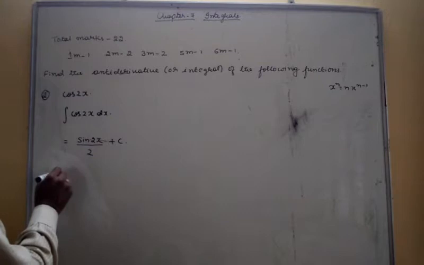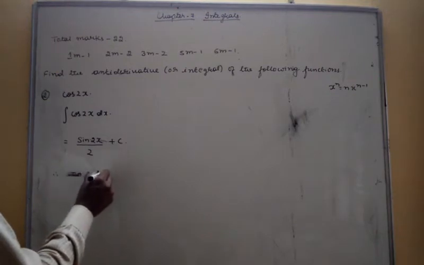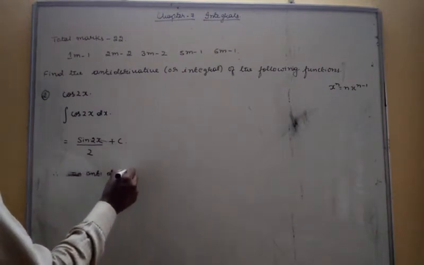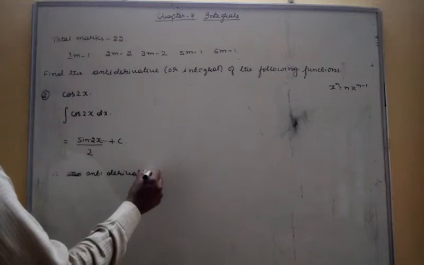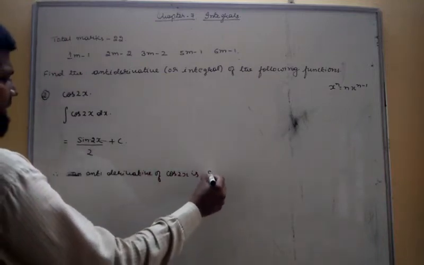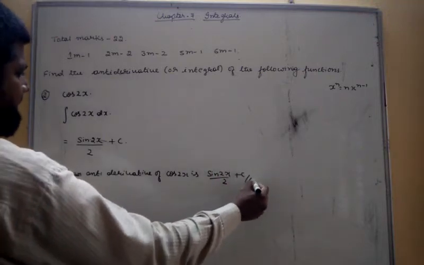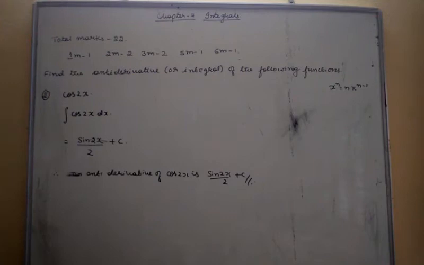Therefore an antiderivative of cos 2x is sin 2x by 2 plus c. So this is the antiderivative of cos 2x. Let us go for the next one.